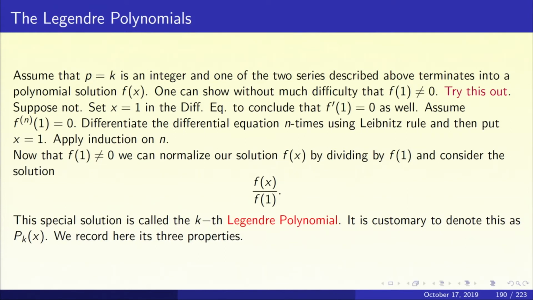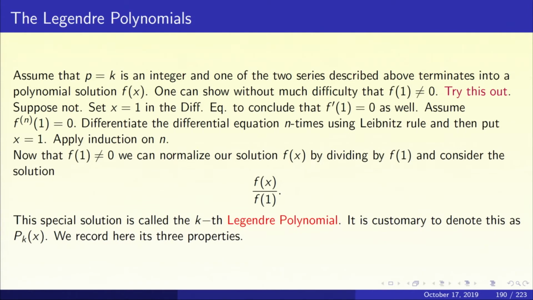Now we want to understand whether this polynomial solution is going to be 0 when I plug in x equal to 1. So let us call this terminating series f of x. We know that f of x is a polynomial. Now show that f of 1 is not equal to 0. Here in this slide, I have suggested that you should try this out, but let me walk you through the proof.